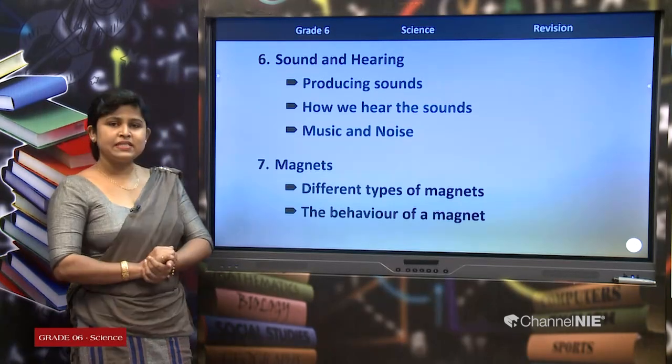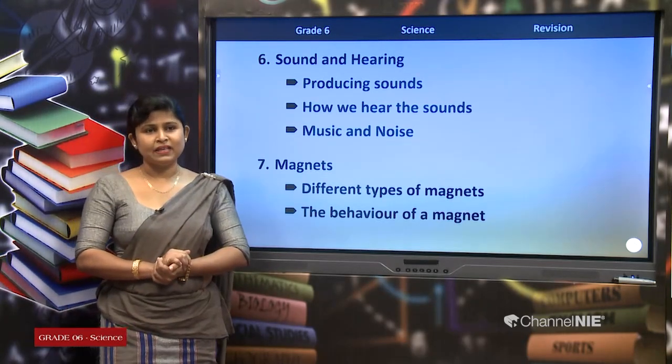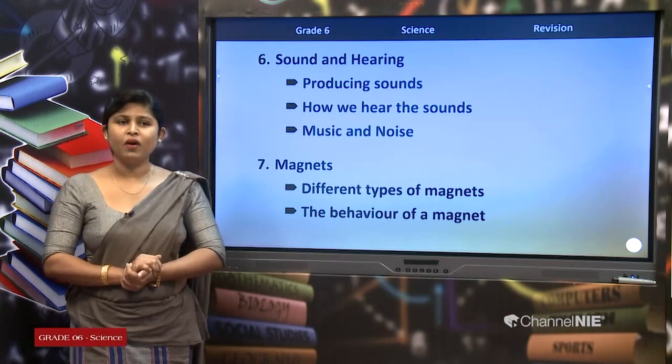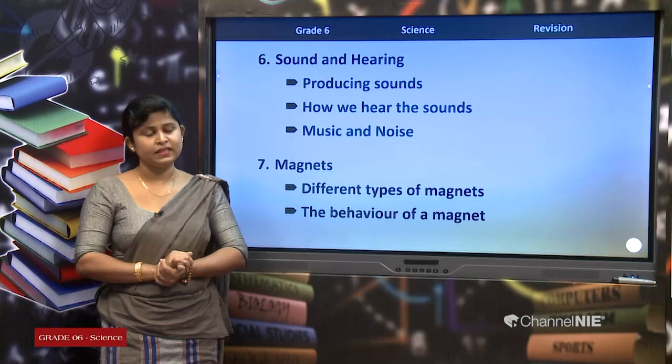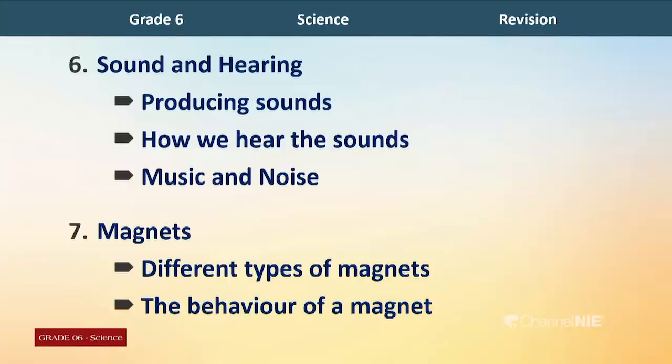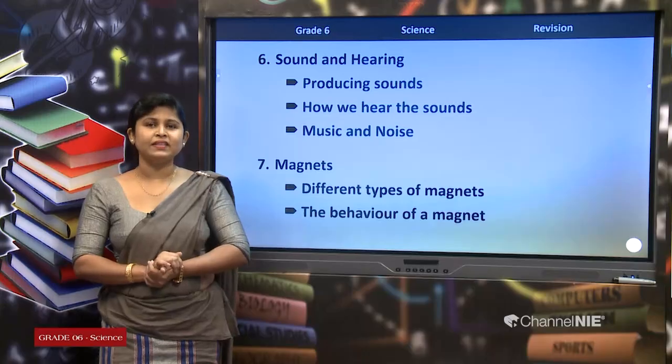Then in unit 7, we were talking about magnets. I think you all can remember how you used magnets, how you identified the faults of a magnet. Different types of magnets. You observed different types of magnets in your school laboratory and the behavior of a magnet. How similar poles repel each other and how different poles of magnets attract each other.